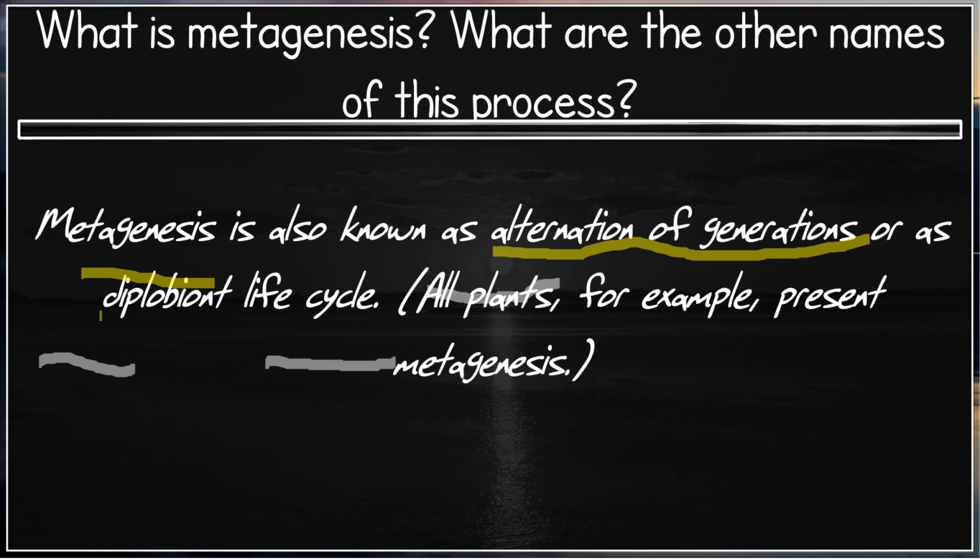also known as diplobiontic life cycle. All plants, for example, present metagenesis.